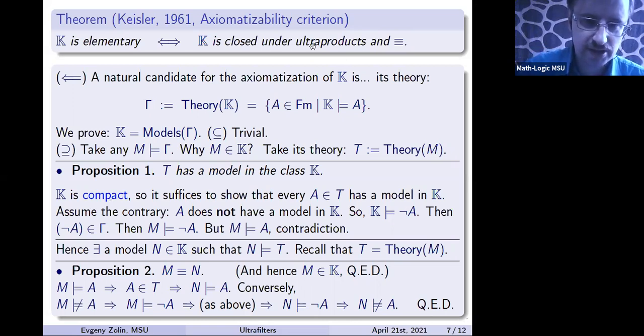That K is closed under ultraproducts implies that K is compact. And in proposition 2, we use that K is closed under elementary equivalence. So in fact, here we have the complete proof. You can simply stop the video and later read what is written here.